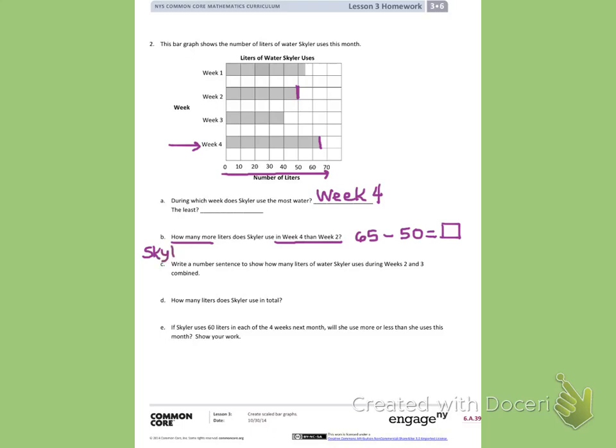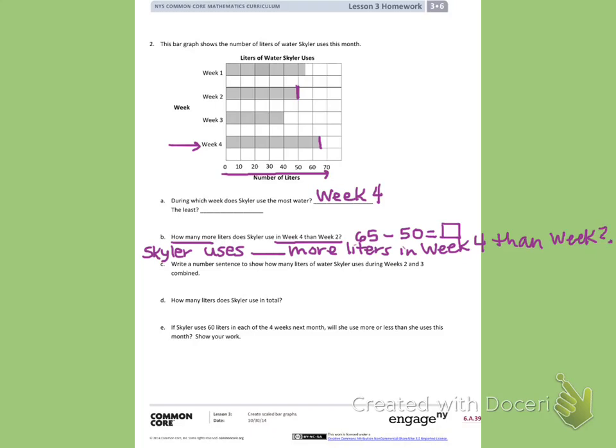Skylar uses blank more liters in week 4 than week 2.